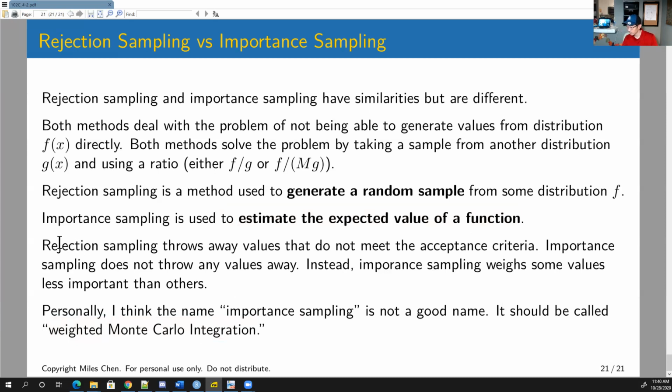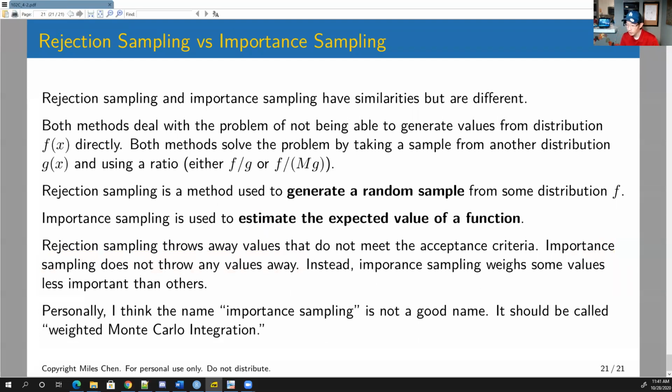Okay. And then another important difference is that rejection sampling throws away values if they don't meet the acceptance criteria, right? So if u comes in greater than this, you just toss that value. Importance sampling doesn't throw away any values. If there's a certain region where the proposal distribution proposes way too many values, rather than throwing some of them away, importance sampling just weighs those values less, in the factor of the expected value calculation.